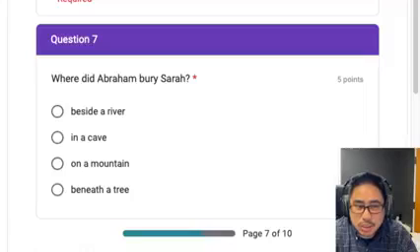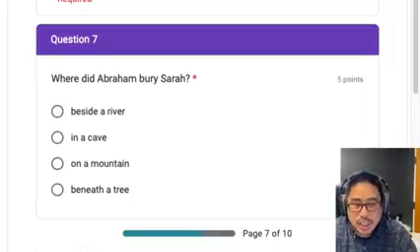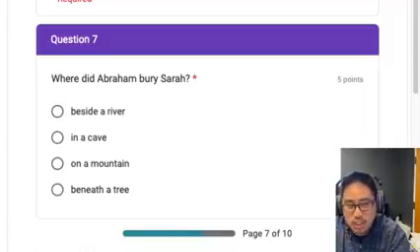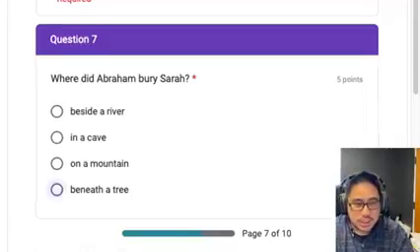My next guess would be, I don't know, beside a river, in a cave, on a mountain. I'll just go with my gut. My gut told me the first thing, beneath a tree.